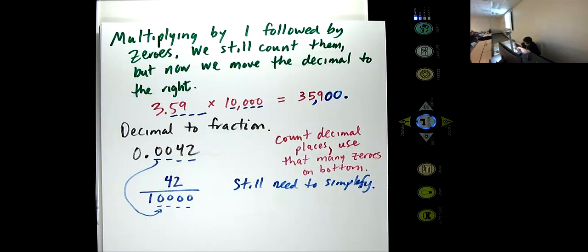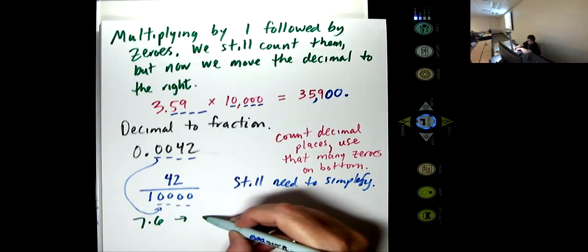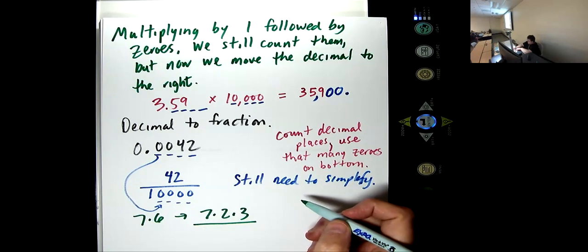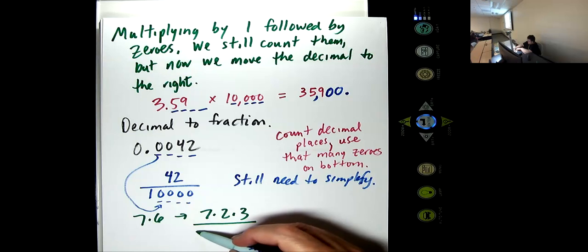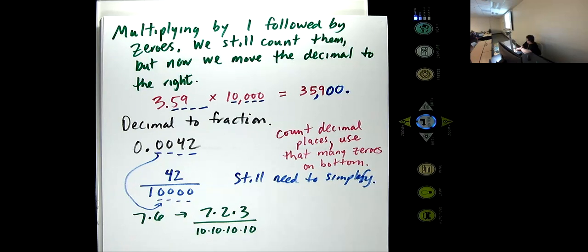Did multiplying fractions before, right? And then where we canceled things out. So that's what you kind of want to do here. Write out 42 is what it is. 42 is 7 times 6, which is 7 times 2 times 3. You can write out, this is 10 times 10 times 10 times 10 on bottom.